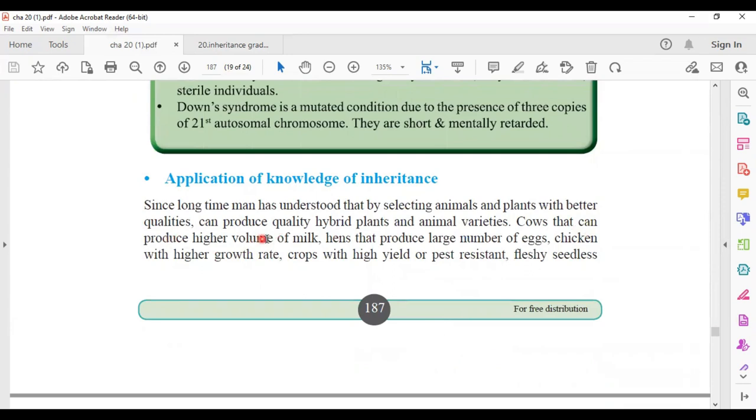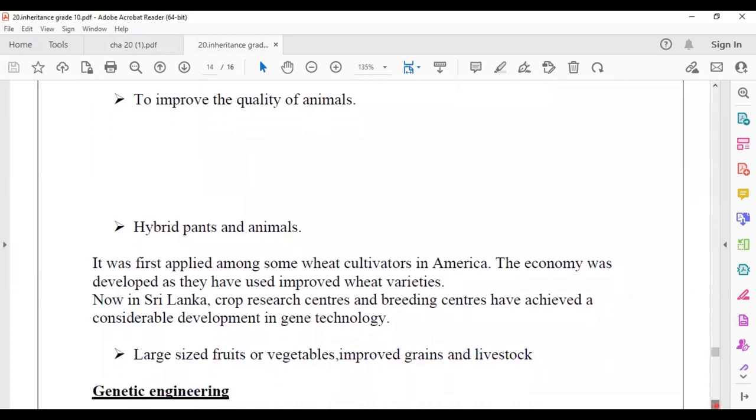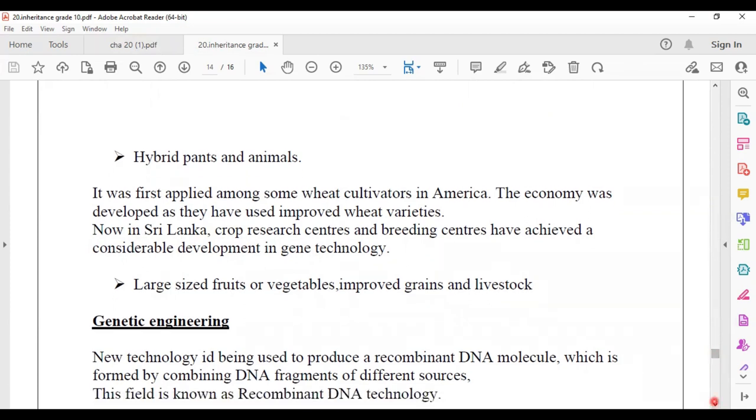You can see cows that can produce higher volume of milk, hens that produce a large number of eggs, and chicken with higher growth rate. Those are the improvements in animals and hybrid plants and animals. It was first applied among some wheat cultivators in America. The economy was developed as they used improved wheat varieties. Now in Sri Lanka, crop research centers and breeding centers have achieved considerable development in gene technology. Large sized fruit or vegetables, improved grains and livestock are there by this gene technology.